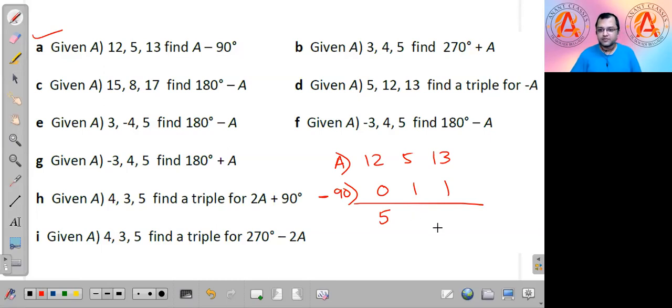And here we will get, what do we get here? 12 or minus 12? Always remember, for this subtraction, always first do this one. So this will be 0 minus 12, minus 12. First this one, this side. So 0 minus 12, minus 12, and here we get 13. 5, -12, 13. Yes, correct.